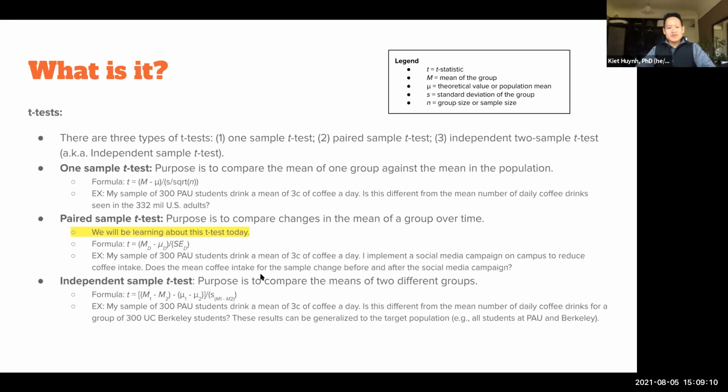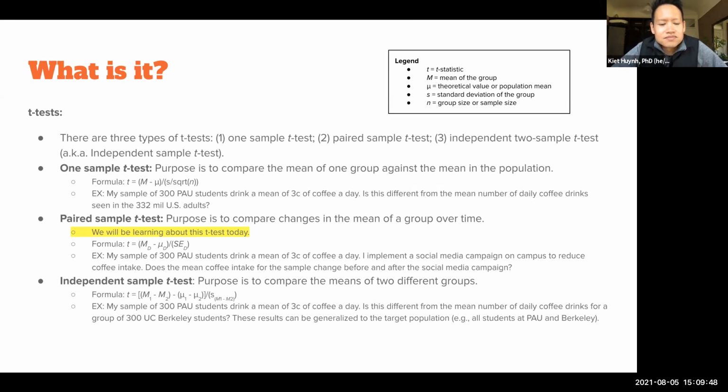This is a slide from a previous lecture. It talks about the three different types of t-tests. The one sample t-test compares the mean of a group against the mean of a population. The paired sample t-test is what we're focusing on today. And then the independent sample t-test is what we focused on last time. Remember, the independent sample t-test is when you're comparing two different groups on the variable of interest, the dependent variable. The dependent variable is just another way of saying the key variable that you're looking at and trying to compare for differences.